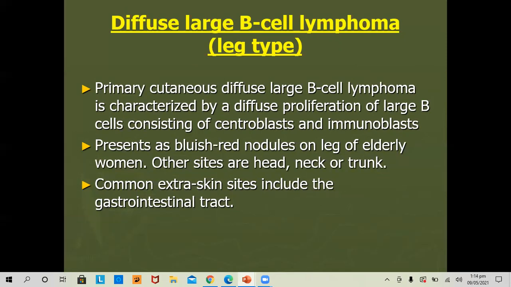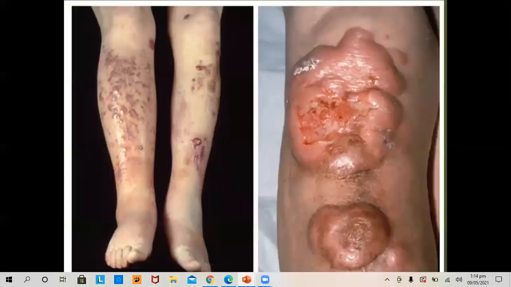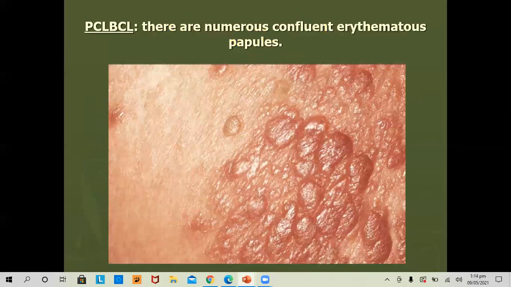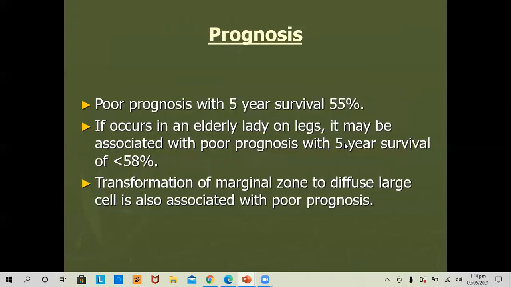Common extra-skin sites include the gastrointestinal tract. These are the bluish red nodules present on the leg of an elderly female. This is the characteristic clinical appearance. Other sites may also be involved, characterized by erythematous papules. This is an aggressive tumor with poor prognosis and 5-year survival of around 55%. If it occurs in an elderly lady on the leg, it may be associated with a poor prognosis with 5-year survival of less than 58%. If it is transformed from a marginal zone lymphoma, then it has a further poor prognosis.